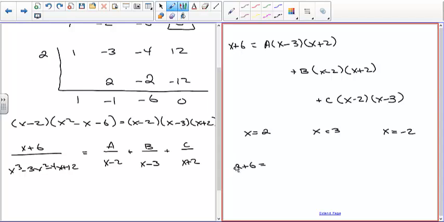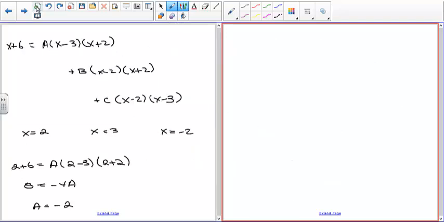2 plus 6 is equal to just this thing. So you'll have A times 2 minus 3, 2 plus 2. So we'll just go ahead and finish this out. So you get 8. Here we have -1 times, so 2 minus 3 is -1. -1 times 4, so you get -4. Divide by -4, you'll get -2. Okay, so that's A.